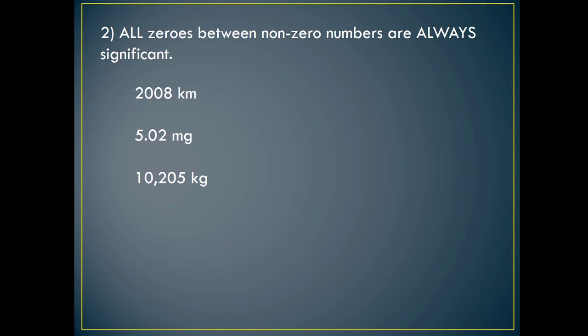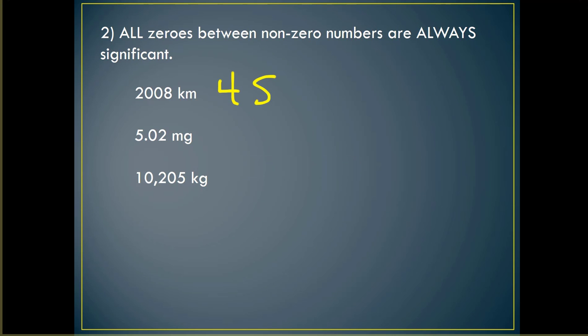The second rule, all zeros in between non-zero numbers are always significant. So the logic here is we have numbers that are not zeros at the beginning and at the end, and the zeros are sandwiched in between, and they are all measured. So that first one, this is 4 sig figs. And the second one, this is 3. And the last one, kind of a double sandwich there, has 5 sig figs. Or in other words, 5 numbers that have been measured.